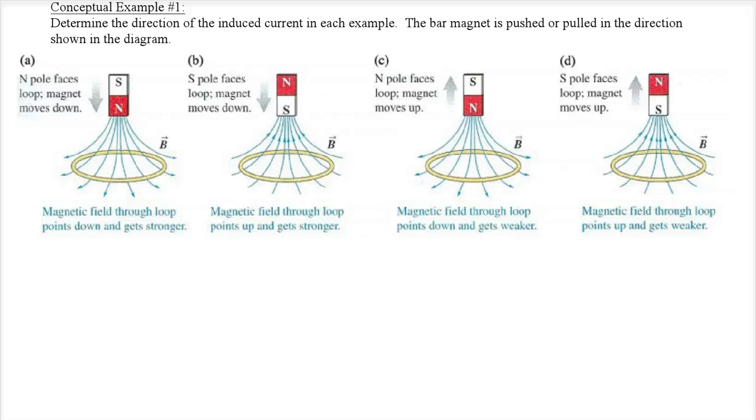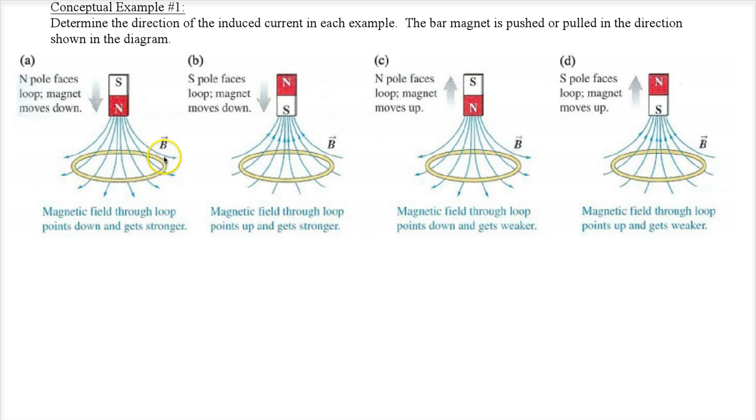Welcome to conceptual example number 1. And here we're asked to find the direction of the induced current for each of the examples. The bar magnet is either thrust into the loop or it is pulled out. In case A, we have the north pole facing the loop and is pushed into this conducting loop.